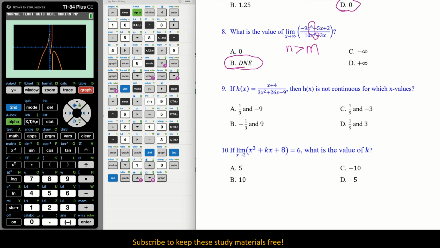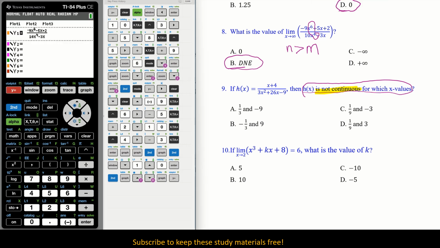Okay, now let's look at number 9. Okay, they give us the same type of rational function, then they want to know something totally different. Okay, they want us to look at the values where it's discontinuous. Then h of x is not continuous for which x values. Okay, and they give us some options. All right, so let's put that in. I think graphing it is the way to go for this one again. So let's go to the top, clear it out. Arrow down to the bottom, clear it out.